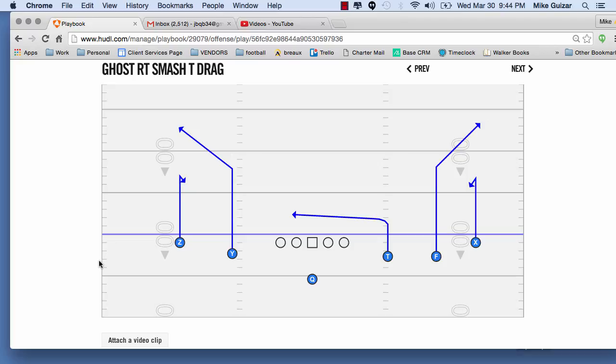We have our smash concepts intact, Z and Y, F and X, maintain our smash concept, and we can say T seam, T hitch, but in this case it's T drag, which is a rounded off route going from right to left, gaining depth to about 5 yards, crossing the field. So ghost right smash T drag: hitches by Z and X, corners by F and Y, and T runs the drag, quarterback picking his side and getting his read on the corner.